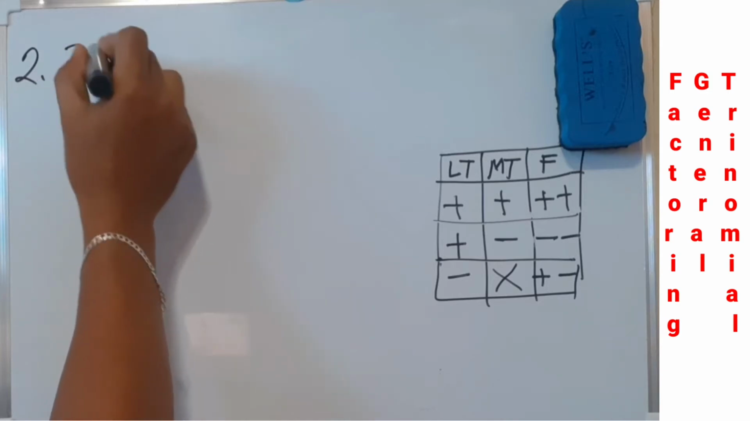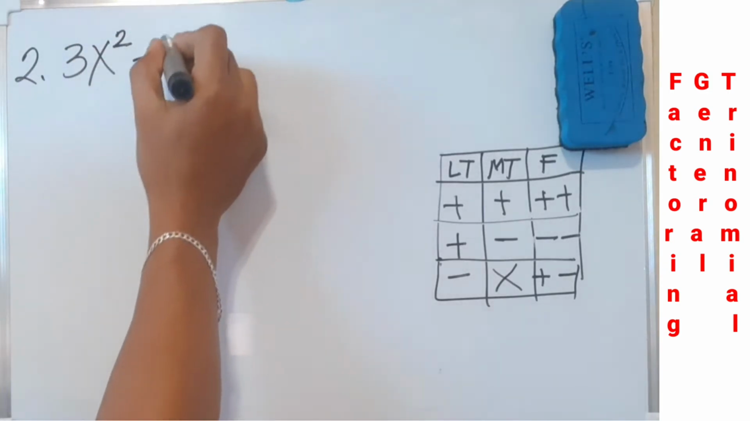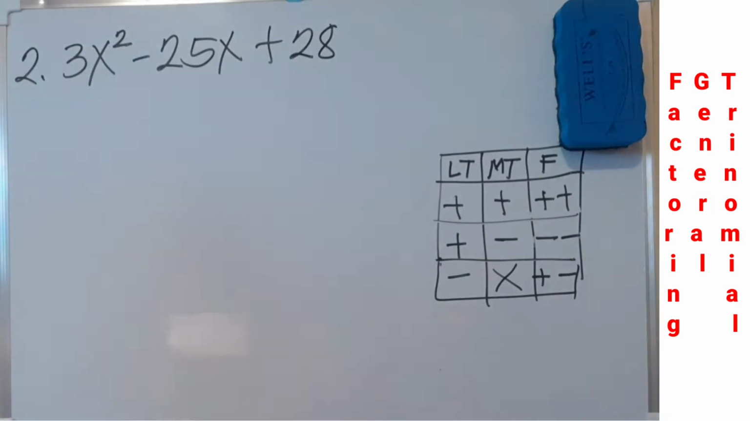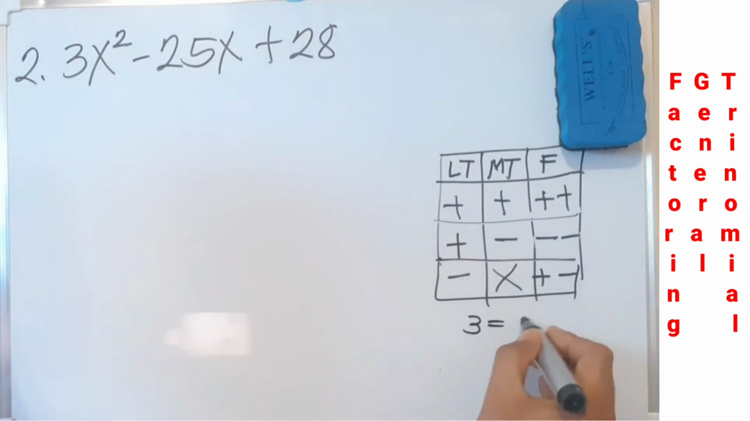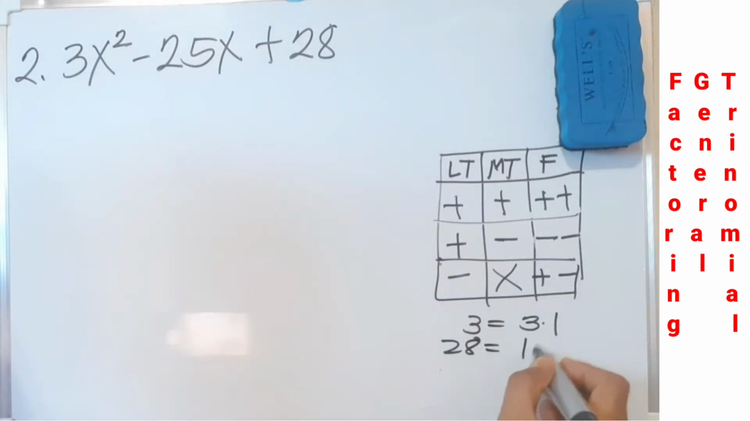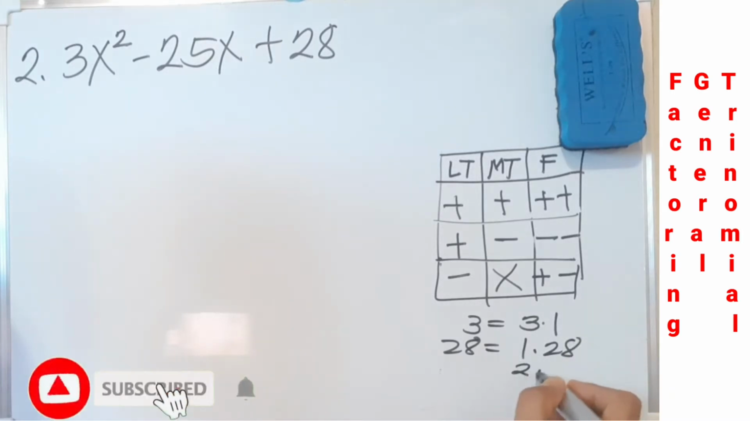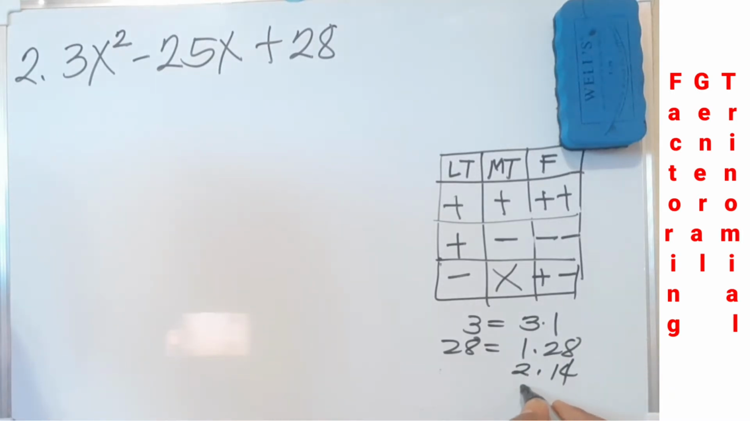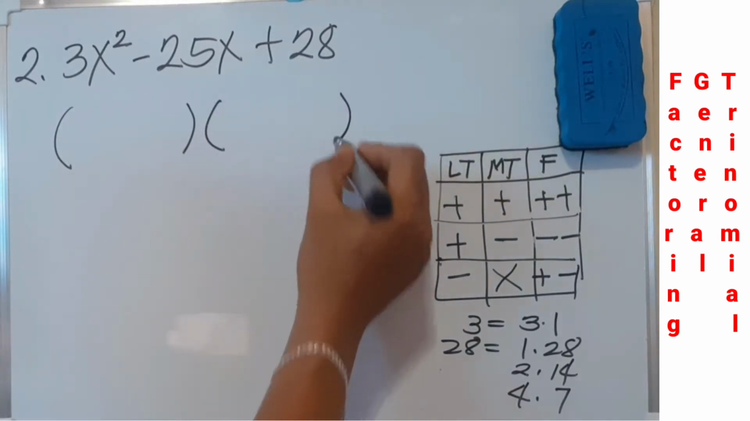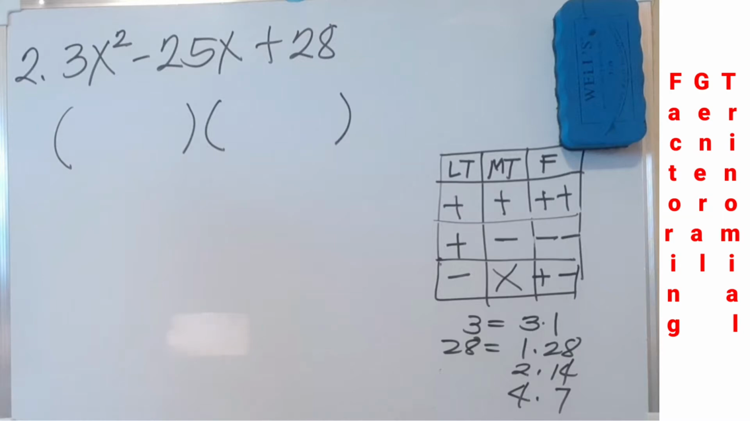Let's have another example. So we have number 2, 3x squared minus 25x plus 28. As usual, list all the factors of 3. So 3 is only the factors are 3 times 1. 28: So we have 1 times 28, 2 times 14, and 4 times 7. Next, let's now go on to trial and error to get the right combination.